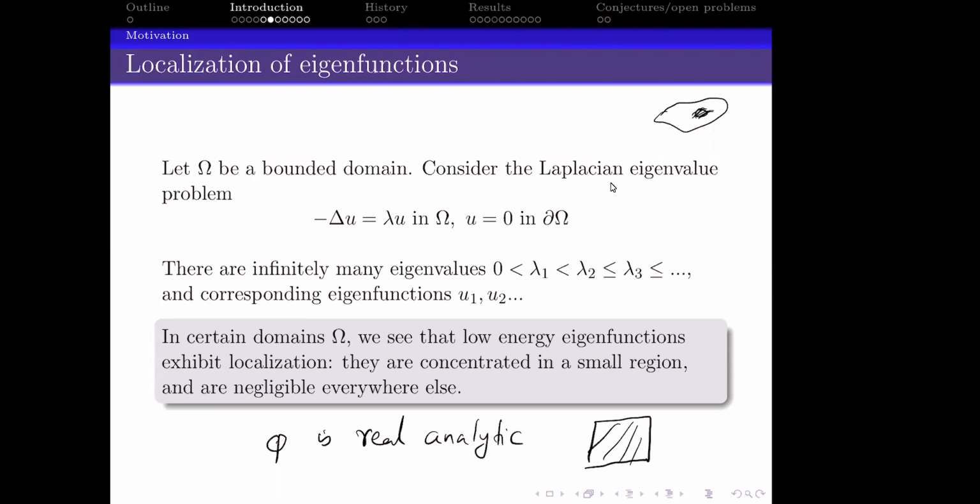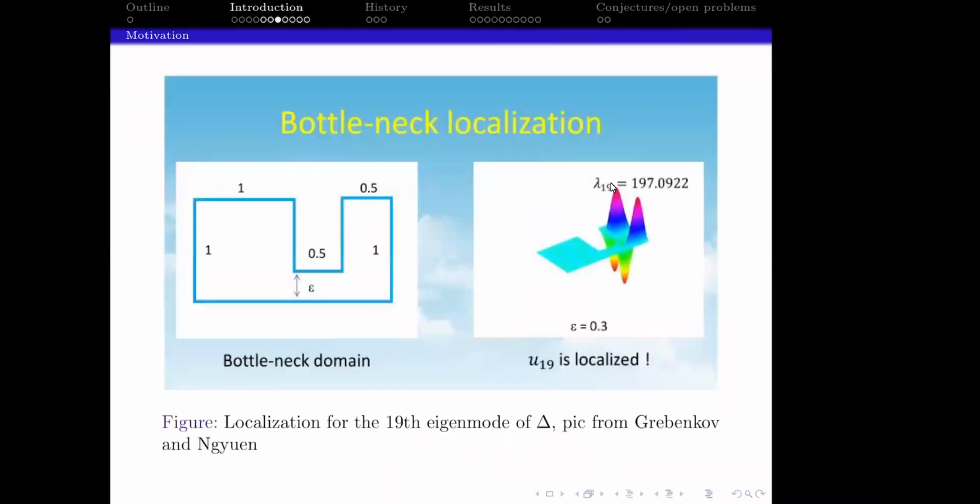For instance, suppose you take the square to be 0 to pi cross 0 to pi, then the eigenfunctions are sin nx times sin ny. You see that actually the eigenvalues are well spaced, equally spaced. Okay, and just to give a nice example, this I took from this paper of Grebenkov and, I don't know how to pronounce, I think probably Neumann, maybe.